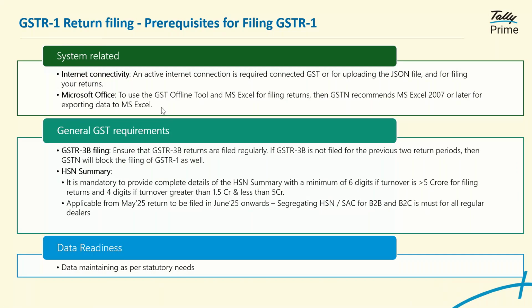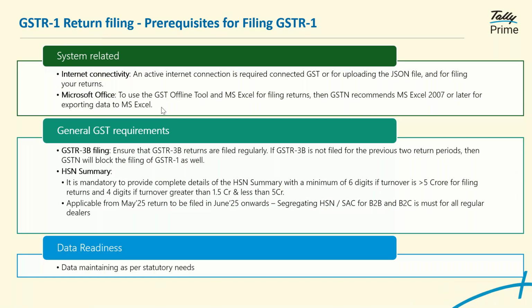Going to the second thing, that is about Excel, the Microsoft Office. We use Excel to check our offline tool, and we use the offline tool and Excel in order to file the returns. GSTN recommends that we use the latest Microsoft Excel. I am trying to export some data from the Tally application in the format of Excel, and I should make sure that I have an updated Microsoft Excel, which is very important. So that is about the system related.